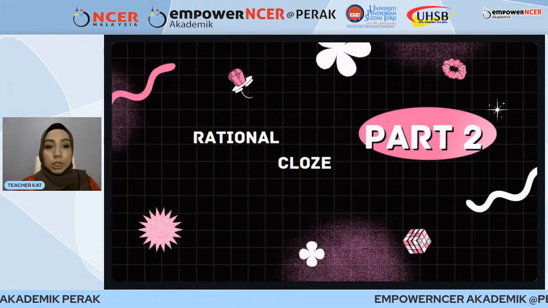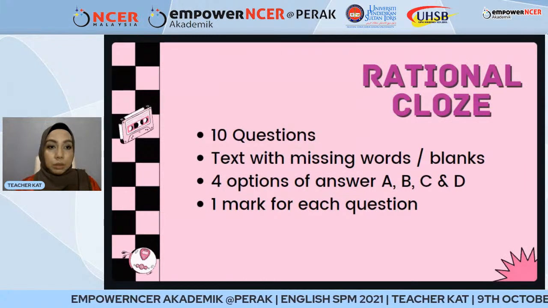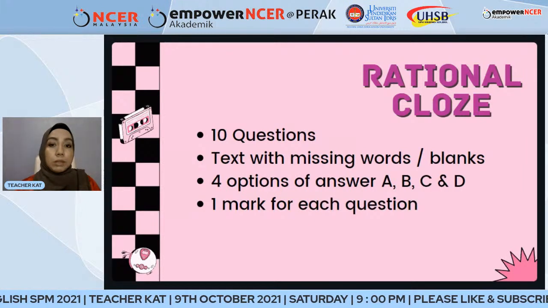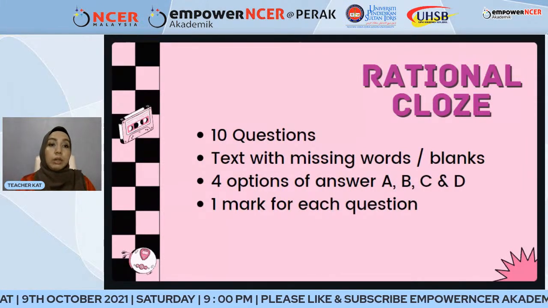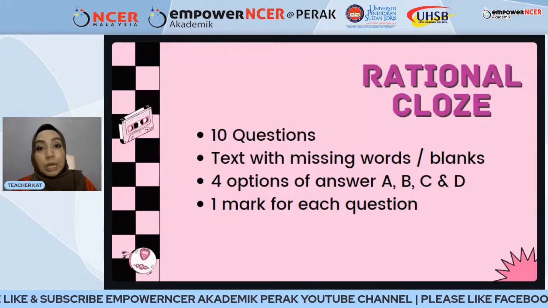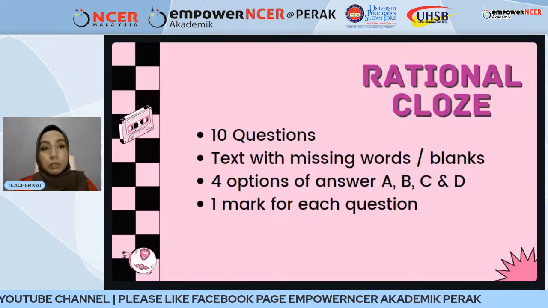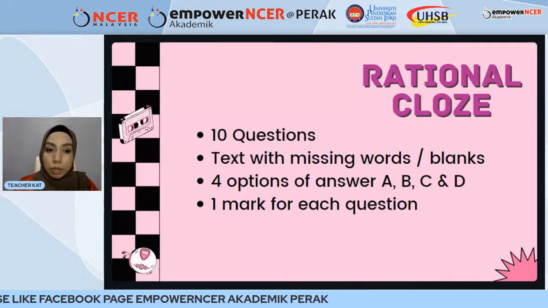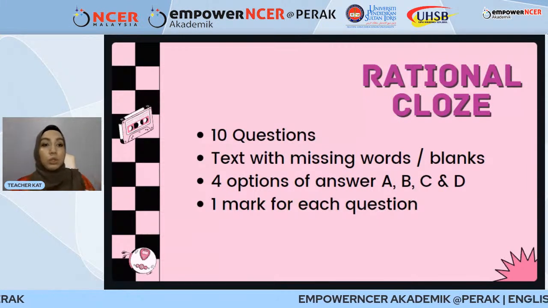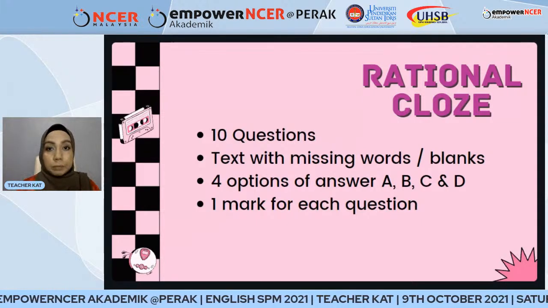Okay, now part two, the rational clause. For rational clause, there are 10 questions in this part, and you will be getting a text with missing words or blanks. Since there are 10 questions, meaning there are 10 blanks for you to fill up. So you need to find 10 missing words. For this part, you will get 4 options of answer: A, B, C, and D. So unlike part one, where you only get 3 choices of answer, for part two, rational clause, you will be getting 4 options of answer to choose. And you will get 1 mark for each question.